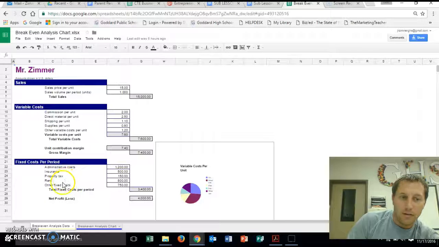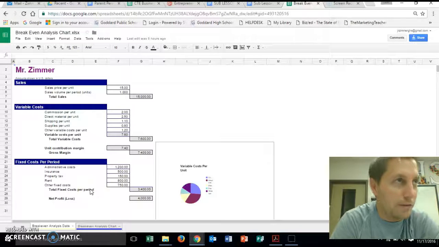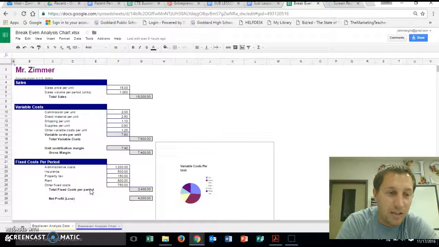The rent, if you're renting a building. Some of you are planning on working out of your home, so you wouldn't have to deal with that. You can leave that at zero. Some other fixed costs: if you find some other things that are going to happen all the time, maybe you're going to have cable in your business. Maybe you're going to have a cell phone bill that's consistent. Those kinds of things could also be included in your fixed costs. Maybe utilities, water bill.